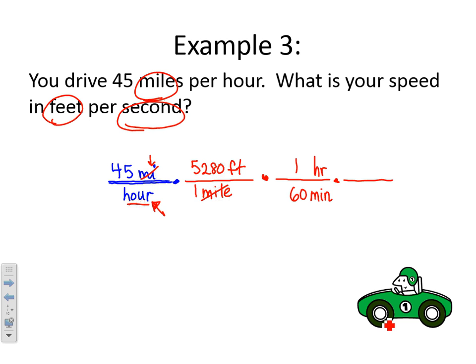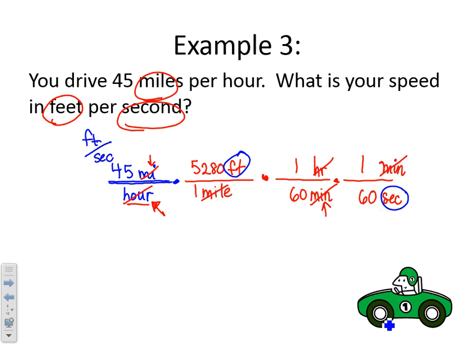Now I want to take my minutes to seconds. Because the minutes are in the denominator, I want to put minutes in the numerator, and in 1 minute there are 60 seconds. So if you look at this problem, my hour cancels with my hour in the numerator and denominator. My minute in the denominator cancels with my minute in the numerator, and I am left with seconds in the denominator. And that's what I want. I want feet per second, so feet in the numerator and seconds in the denominator. And that is what we have.